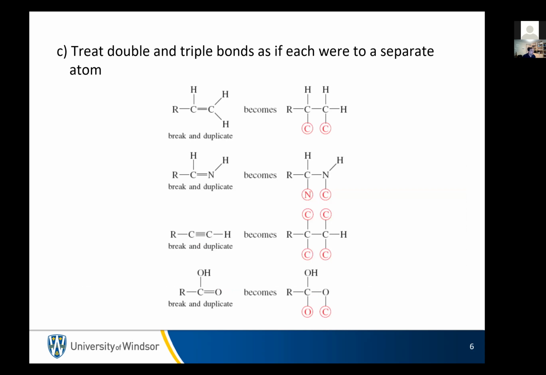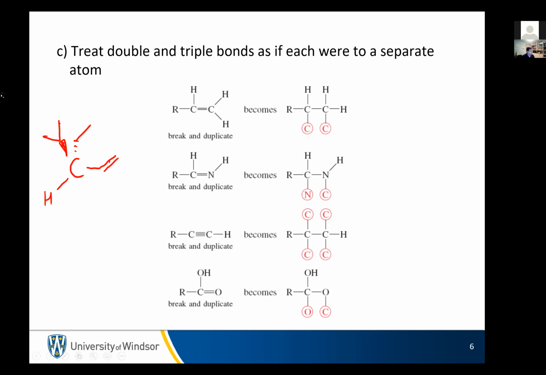Okay. What if you have something stupid like a double bond? Well, let's say we had this molecule.